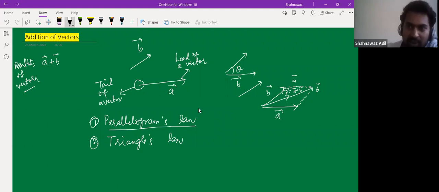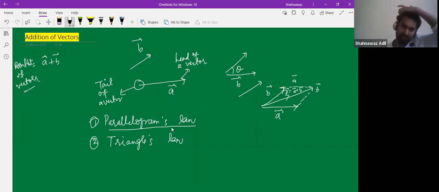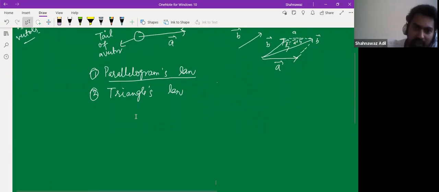Everybody understood the parallelogram law? Yes, sir. Okay. So I will not write the definitions of this parallelogram law. You know that what you do is that you put the tails of the first one and then draw the parallel lines and then join the diagonal. So that is the parallelogram law. And what will be the magnitude and direction of the resultant vector in the parallelogram law?